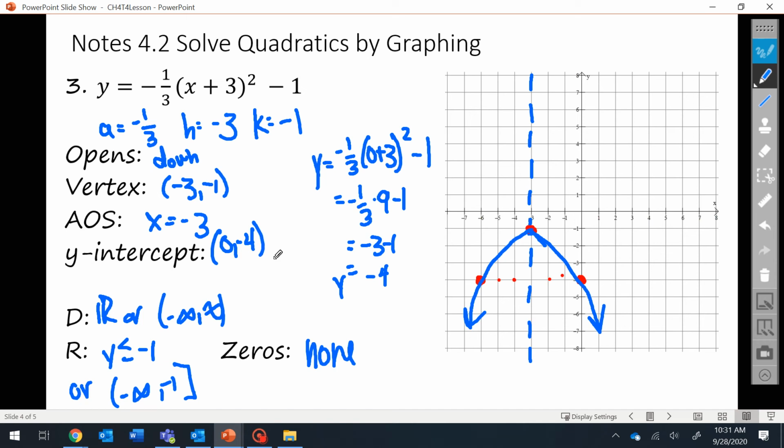All right, so those are the three different possibilities when you're talking about solutions. You may have two solutions, you may have one solution, you may not have any solutions at all.